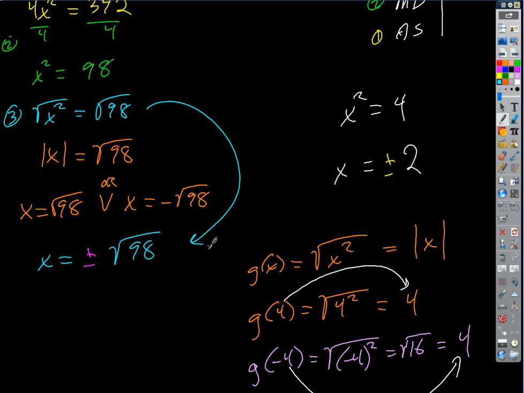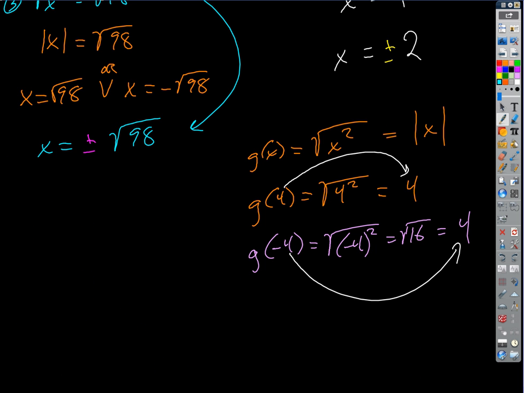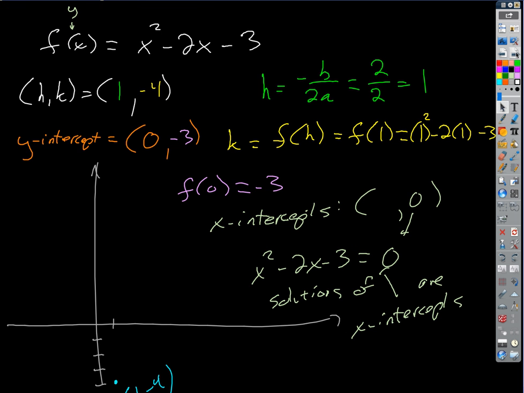But that's why it happens, right? Because when you square root both sides, you're actually creating an absolute value function, which reminds you that you need that plus or minus. And then this one just wants us to round the answer to the nearest hundredth as a decimal, so I would throw that in my calculator and get 9.9 something. Make sense? No biggie.